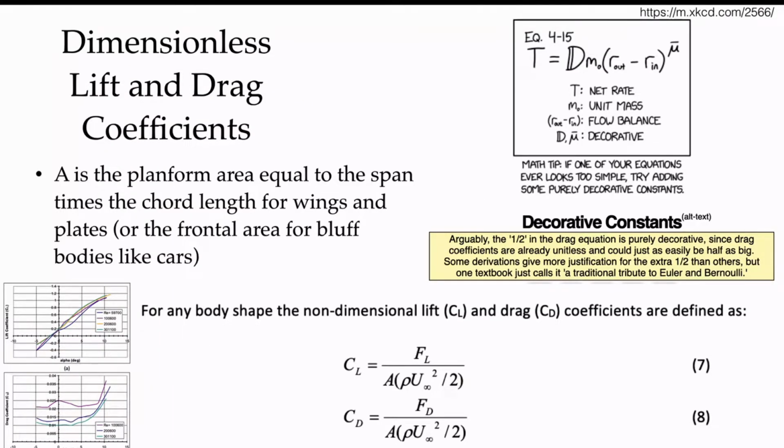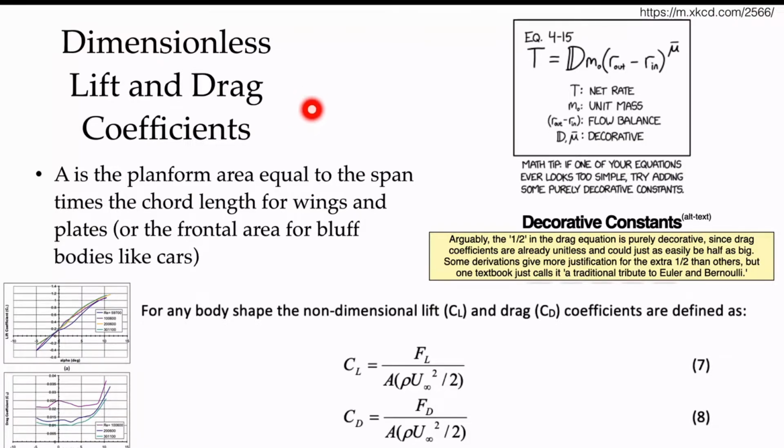Once we've got the forces, we can then go and come up with dimensionless lift and drag coefficients so that we can compare different airfoils which are the same shape but may have different length scales, and be able to predict the performance of a big aircraft from tests of a small model in a wind tunnel.